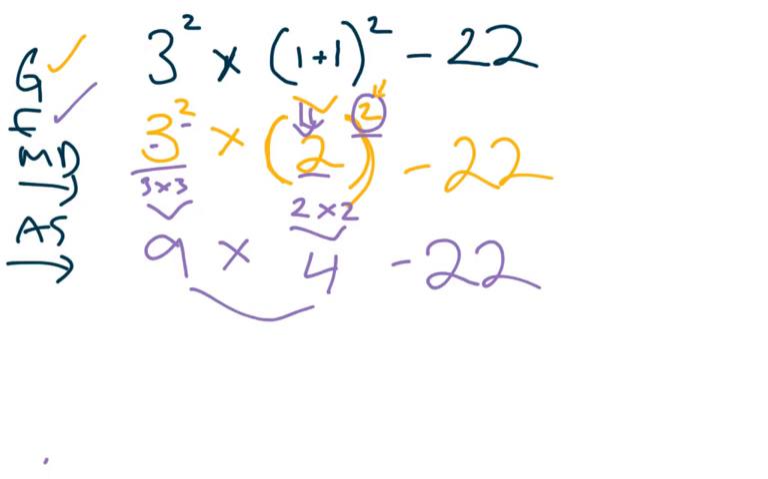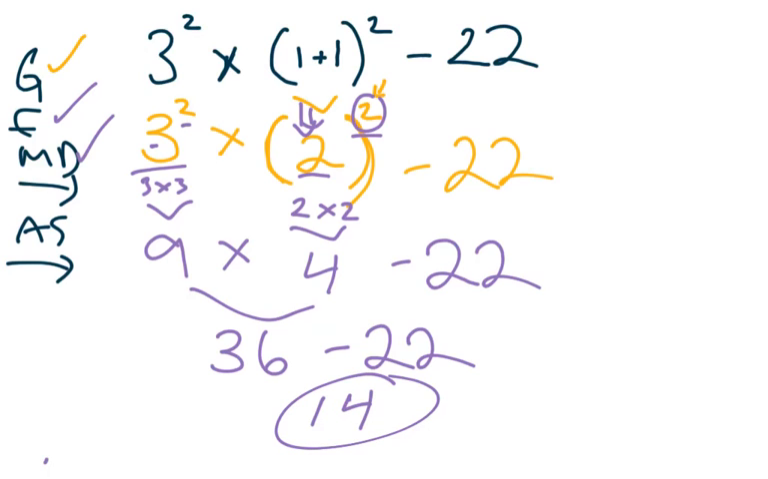Multiplying and dividing. 9 times 4 is 36. No more multiplying or dividing. Adding and subtracting. Subtract away. 14. And that is some examples. Those are some examples of order of operations without variables. Later in this unit, we'll start looking at order of operations with variables.